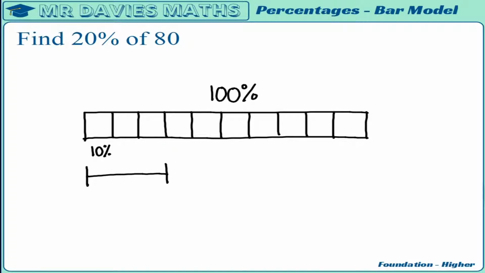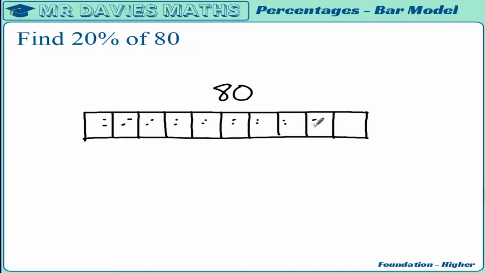Okay, let's actually look at the question now. So I'm going to start off with my bar. Now it says find 20% of 80. So 80 is my total number at the moment. Now if I share 80 into these 10 boxes by counting 1, 2, 3, and so on up to 20, I'd be here for a long time. I know that if I share 80 into 10 boxes, I'll end up with 8 in each box.